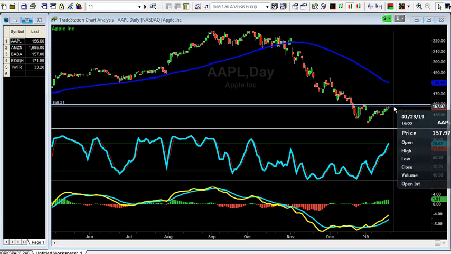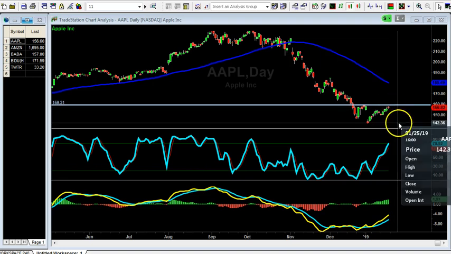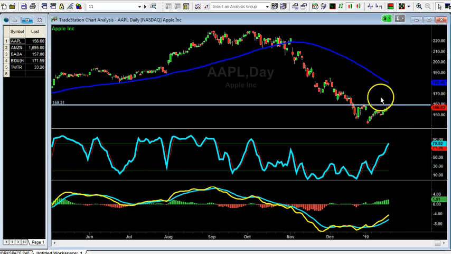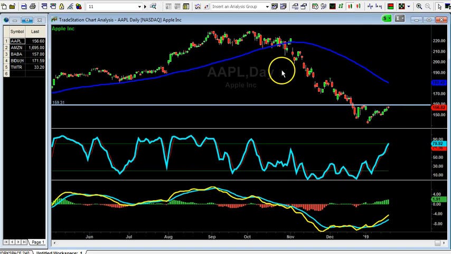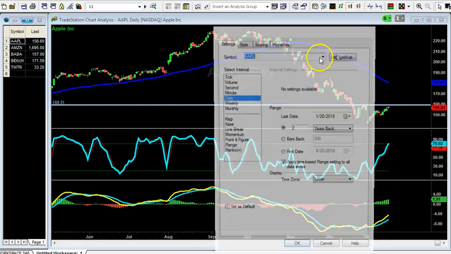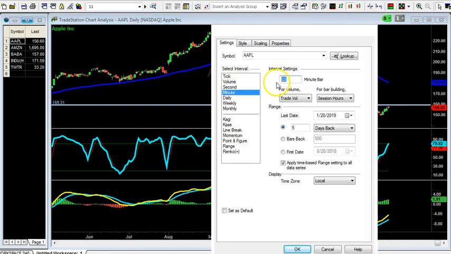So here at around 159, and then we had a recent low of around 142. So there can be some opportunity here, and you may not want to take advantage of it on any other chart other than, say, a daily chart. But certainly there is an opportunity here. So let's take a look at a 30-minute chart on Apple.